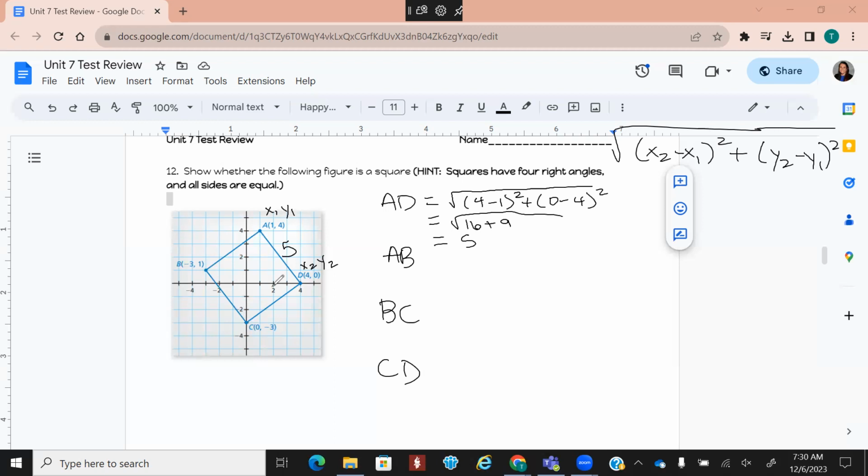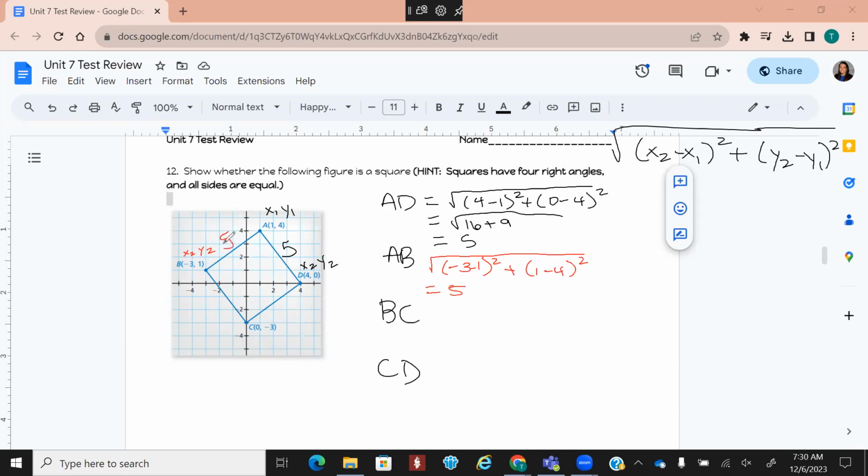Okay, let's do AB. Now, AB, this is going to be x1, y1, and this is going to be x2, y2. I'm going to plug in -3 minus 1 squared plus 1 minus 4 squared. What's that going to give us, Sean? That's going to also give us 5.